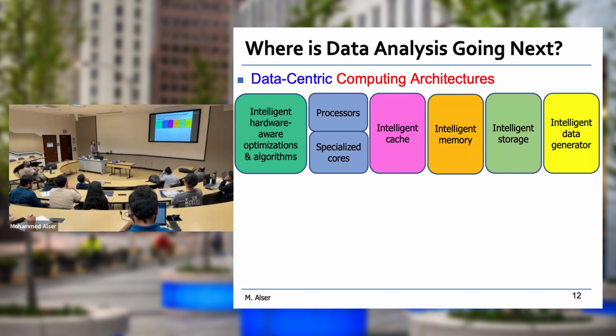However, recently we start hearing something about intelligent cache, intelligent memory, intelligent storage, intelligent data generator. So data generator could be a camera. So rather than I connect the camera to a laptop, I could do the processing inside the camera itself by enabling the computation where I generate the data itself. Anytime I mention intelligent, it means there is a computation happening over there.